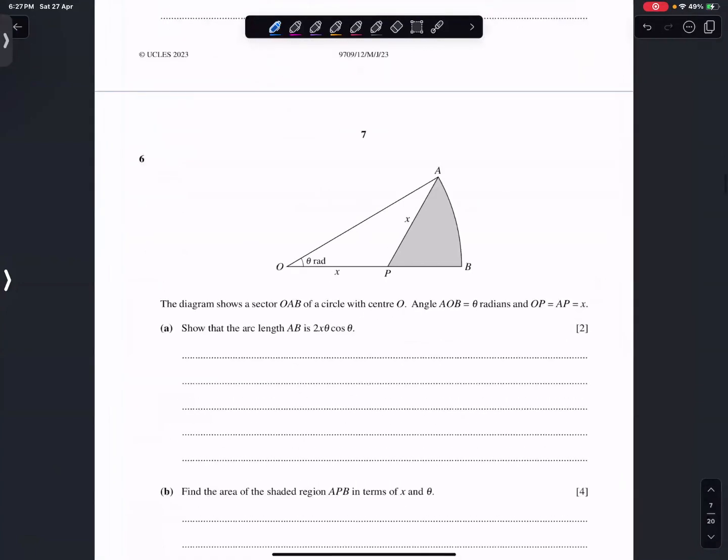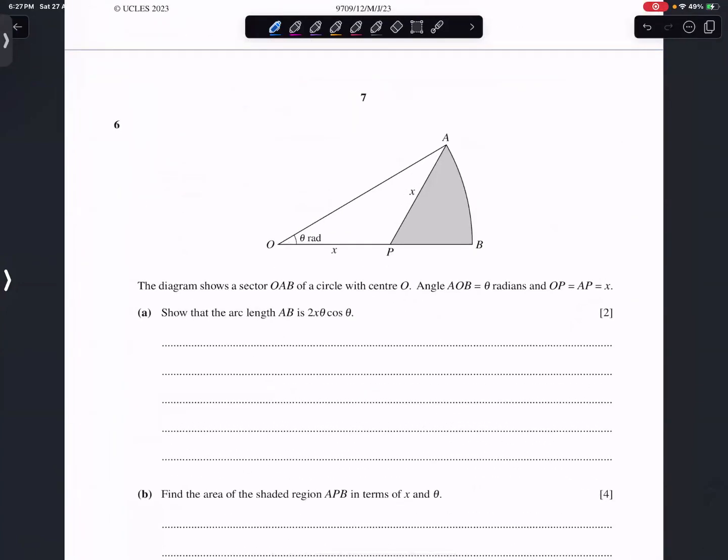The next question is from circular measure. The diagram shows a sector OAB of a circle with center O. Angle AOB is theta radians and OP and AP is x. Show that the arc length AB is 2x theta cos theta. It is very easy for the A2 students. As you know that this is theta, so this is also theta. So this angle can be pi minus 2 theta. So this angle again will be 2 theta.